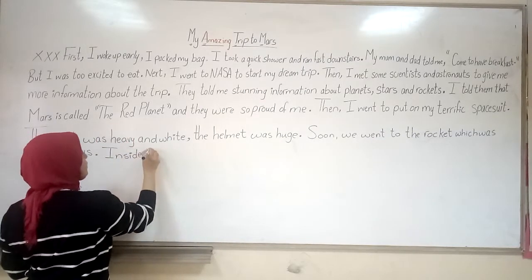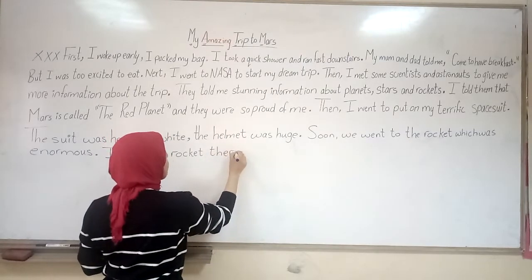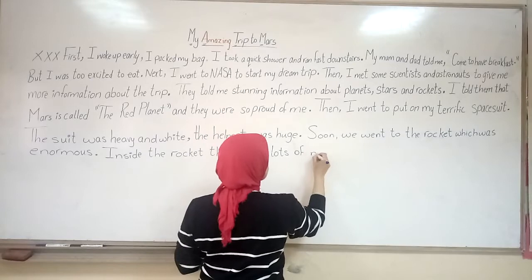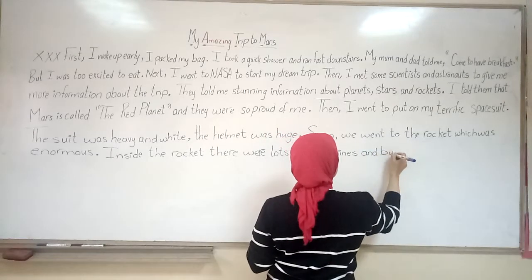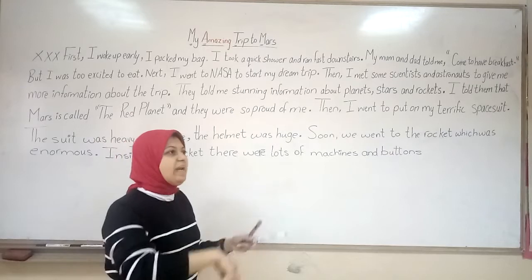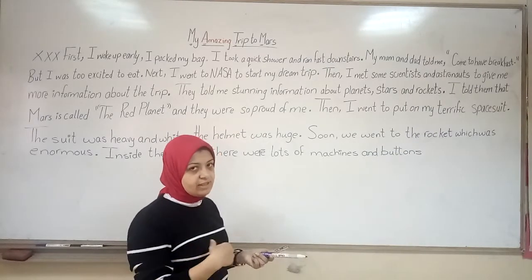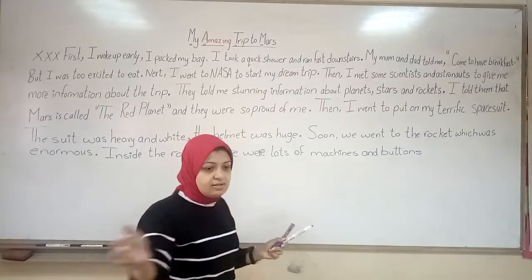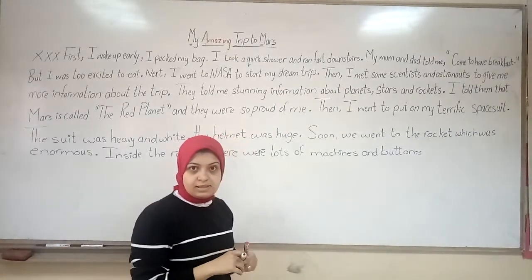Then inside the rocket there were lots of machines and buttons. You know, when you enter a big rocket or a plane or anything that is going to move, just like the car, but the car has got less things because it just moves here inside the streets. But this will travel to space, so it has big machines and lots of buttons.